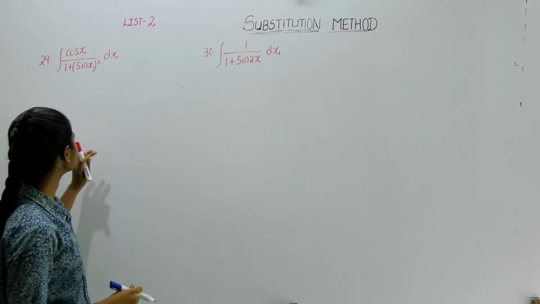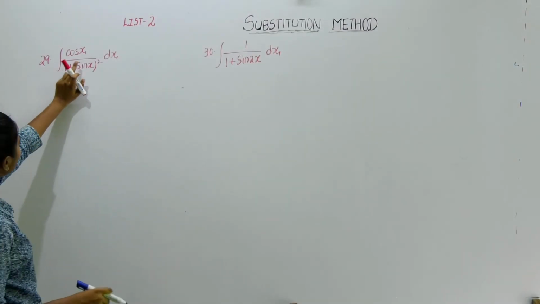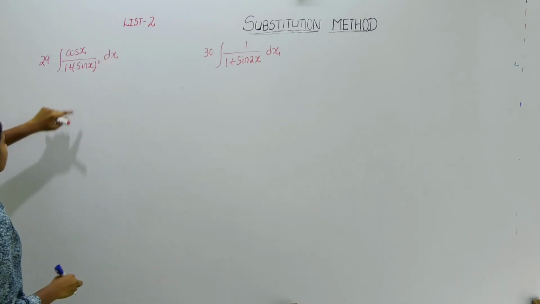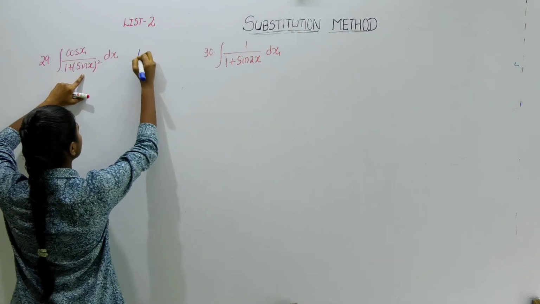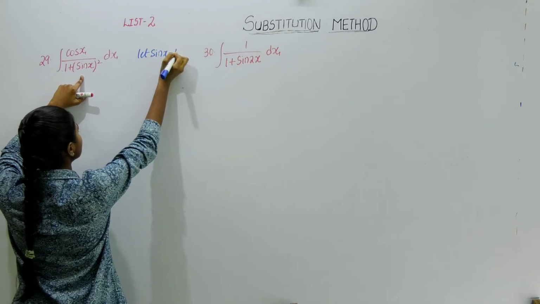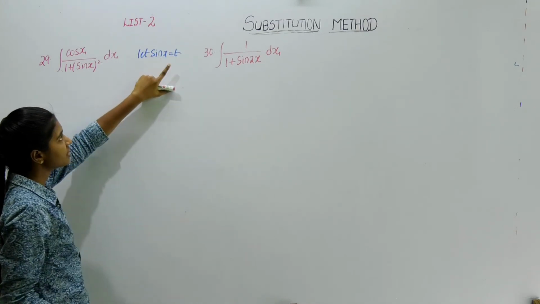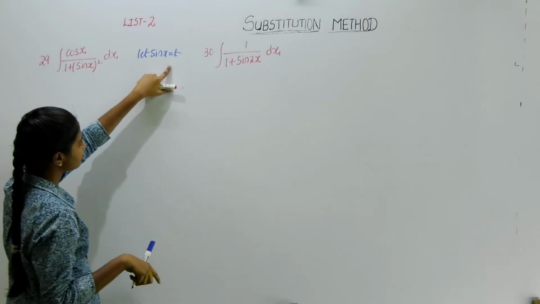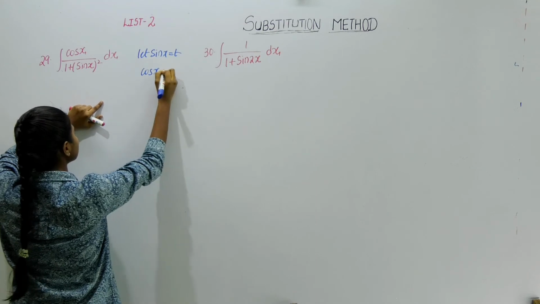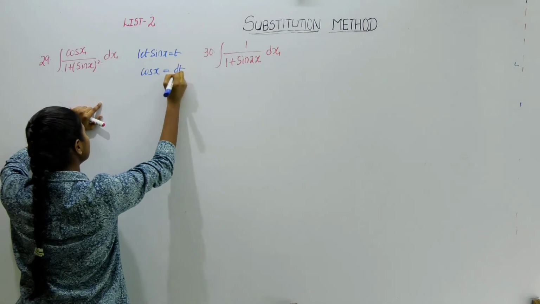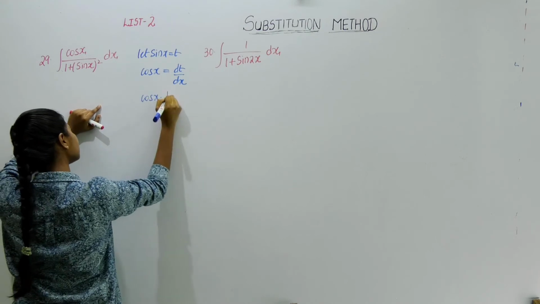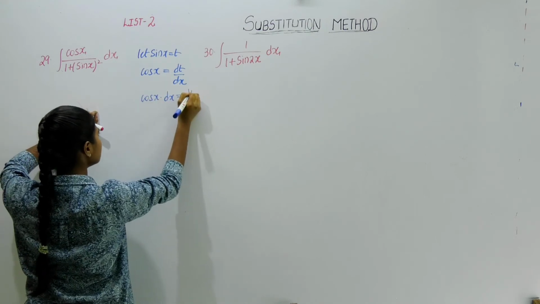Next, 29th one. It is given as integral cos x by 1 plus sin x whole square dx. To solve this, let us assume sin x is equal to t. On differentiating with respect to x on both the sides, d by dx of sin x is cos x, it is equal to dt by dx. Now in the place of cos x into dx, we substitute dt.